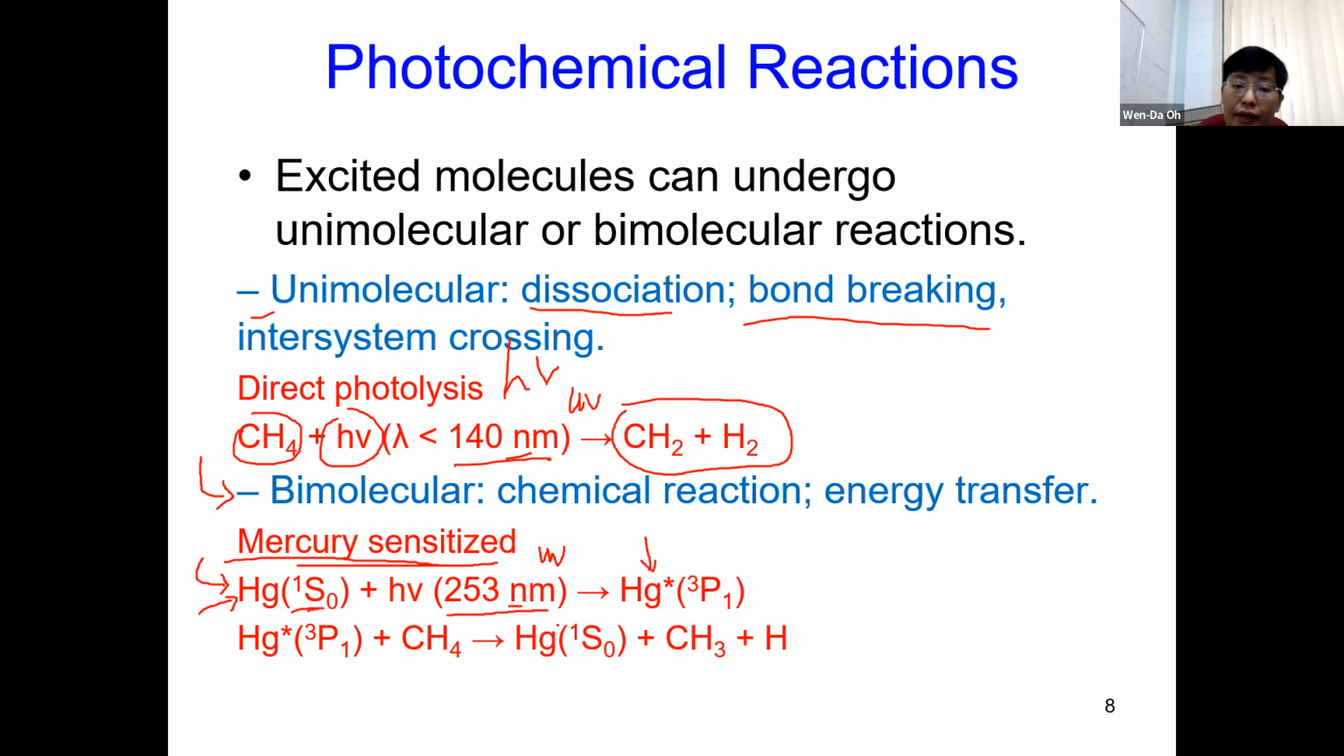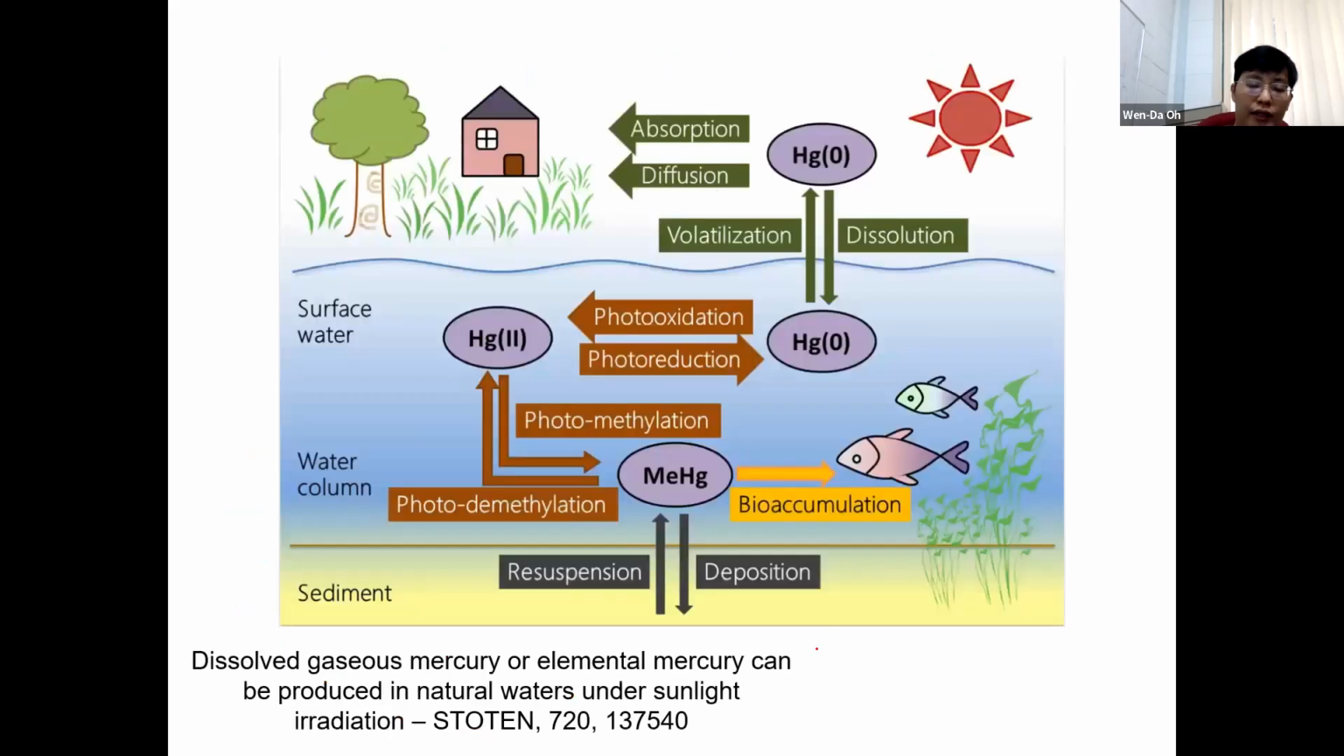The excited mercury can react with this molecule, again methane, and then the excited mercury can go back to its original state. On the other hand, the methane itself will get dissociated. It will decompose into CH3 and H. So this is just a typical example of a bimolecular reaction, just to show you the significance of photochemical reactions in the environment.